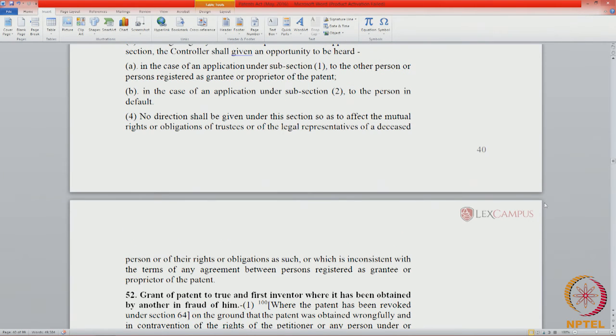51(4). No direction shall be given under this section so as to affect the mutual rights or obligations of trustees or legal representative of deceased persons, of their rights and obligations as such, or which is inconsistent with the terms of any agreement between registered persons registered as grantee or proprietor of patent. We saw a similar provision. The rights of trustees or the legal representative of a deceased person shall not be affected by this provision. So, the controller cannot give a direction affecting the rights of trustees and legal representatives.